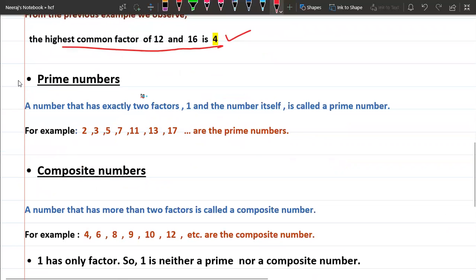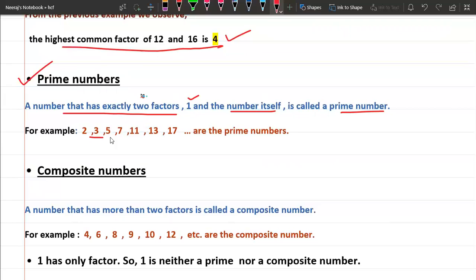Now we will learn about prime numbers. What are prime numbers? A number that has exactly two factors. Which two factors? 1 and the number itself is called a prime number. Let's see an example. So here 2, 3, 5, 7, 11, 13, 17 are the prime numbers. This we have already learned in the previous class also. What are prime numbers and how to find the prime numbers.